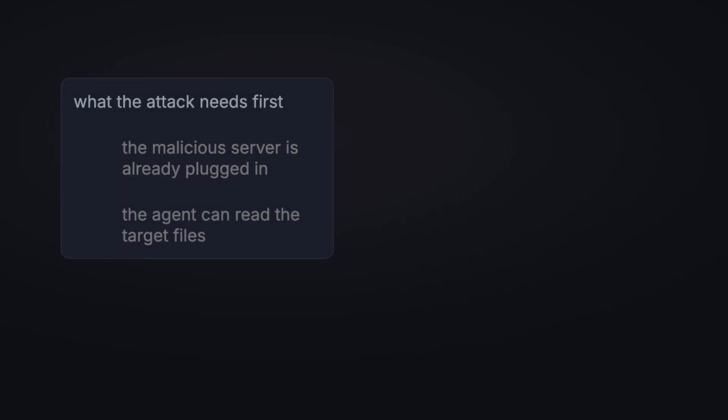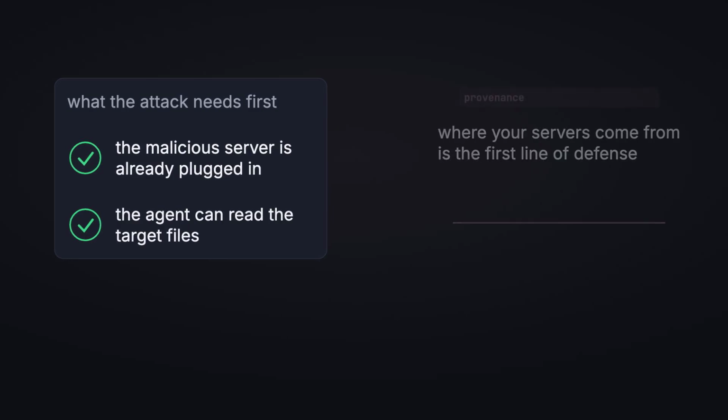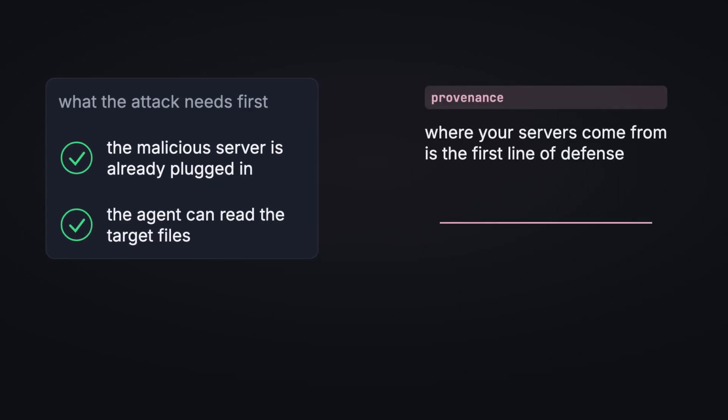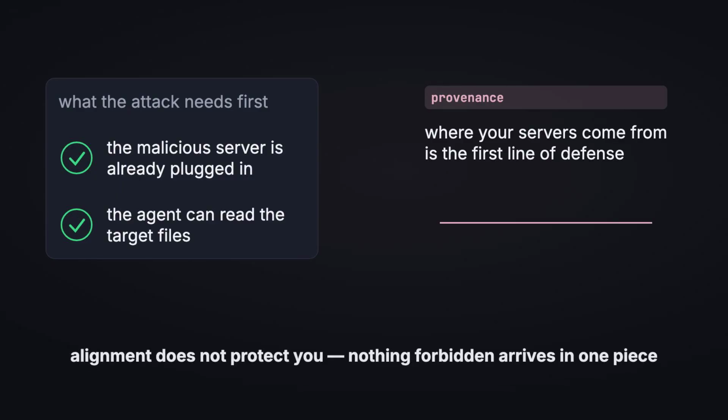Two things to keep a cool head though. The attack has 2 prerequisites. You already plugged the malicious server into your agent, and the agent has read access to the target files. And that's exactly why provenance matters so much. Where your servers come from is your first line of defense. So remember the mechanics. The model's alignment doesn't protect you, because the attack never asks for anything forbidden in one piece.